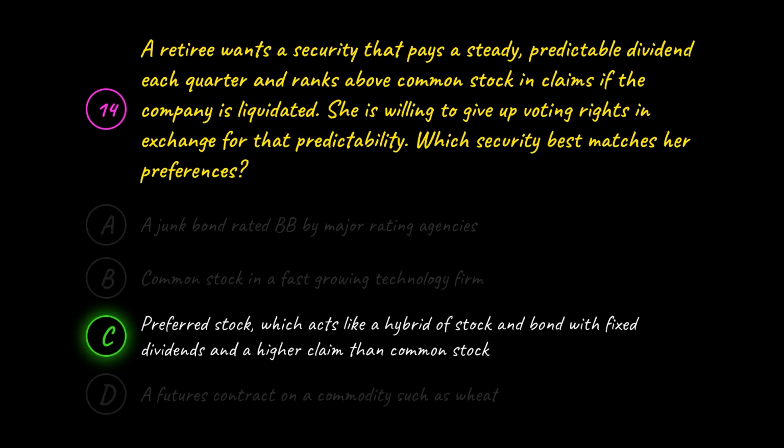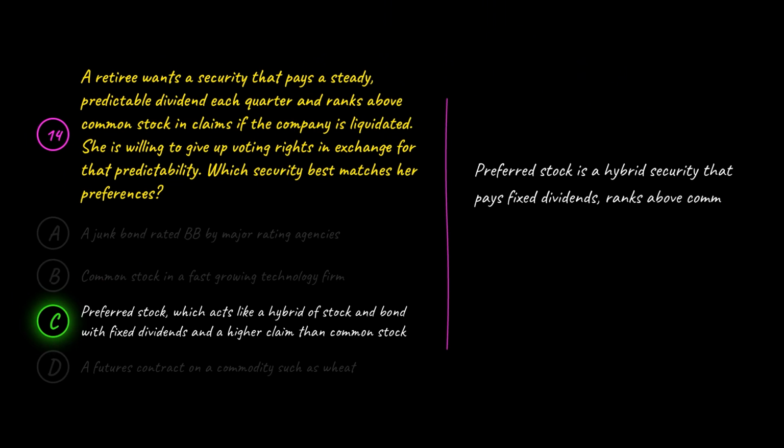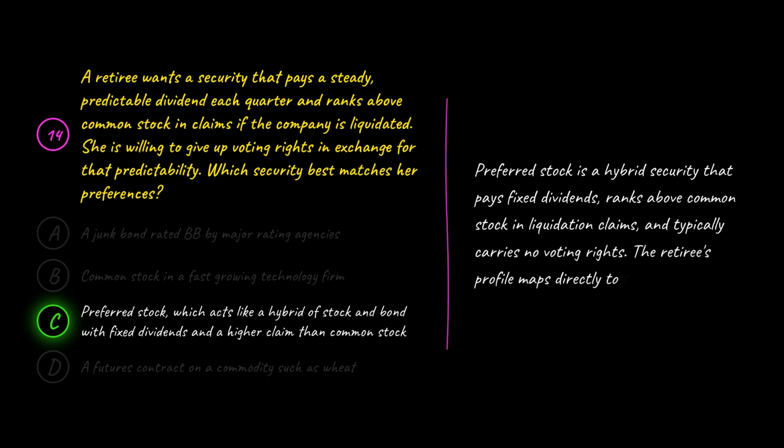The correct answer is C, preferred stock, which acts like a hybrid of stock and bond with fixed dividends and a higher claim than common stock. C is correct because preferred stock is a hybrid security that pays fixed dividends, ranks above common stock in liquidation claims, and typically carries no voting rights. The retiree's profile maps directly to the security.